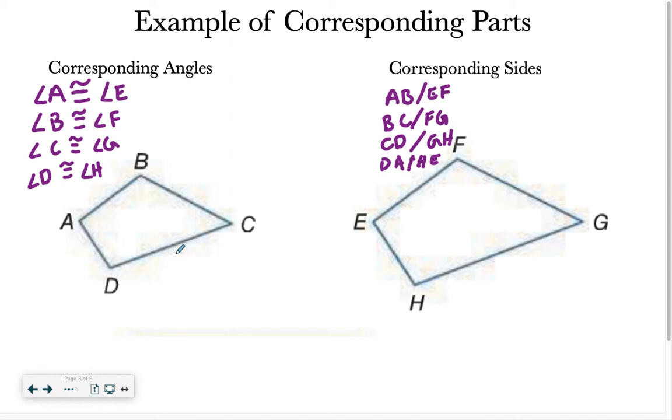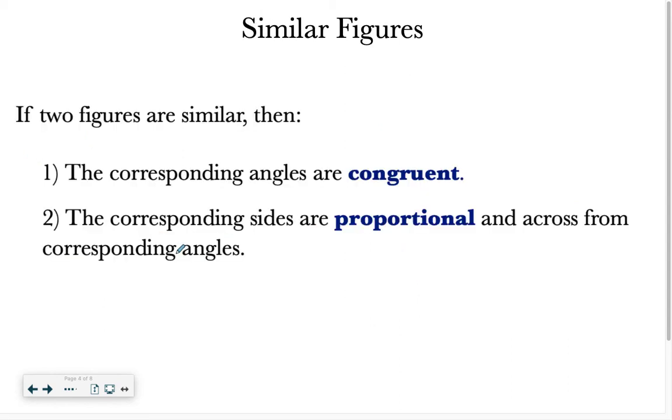The angles equal each other, and then the corresponding sides, they don't equal each other because they're different sizes, okay? So if two figures are similar, the corresponding angles are congruent, that's what we just talked about, then the corresponding sides are proportional. That's what we've been talking about all of chapter 6.